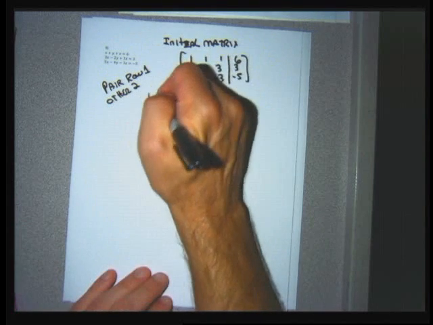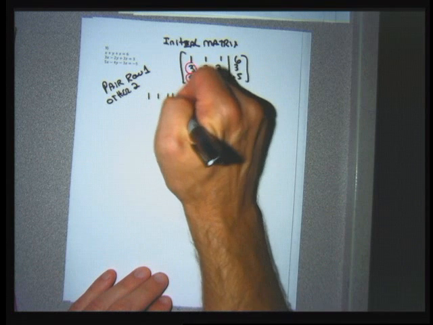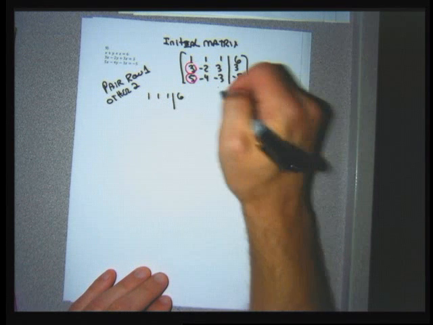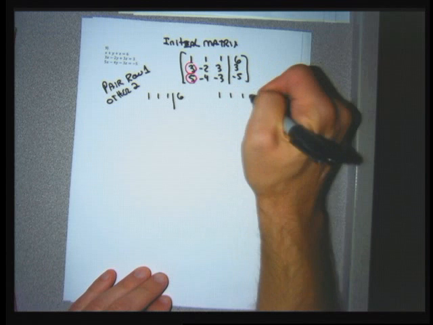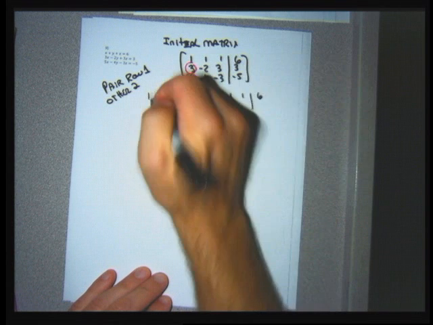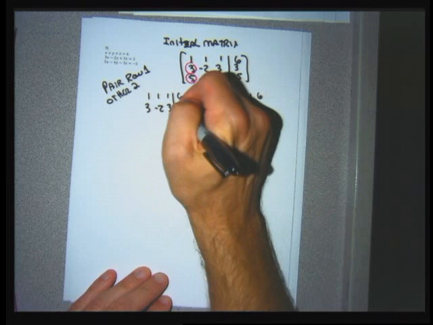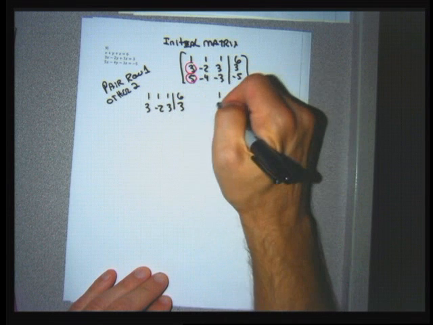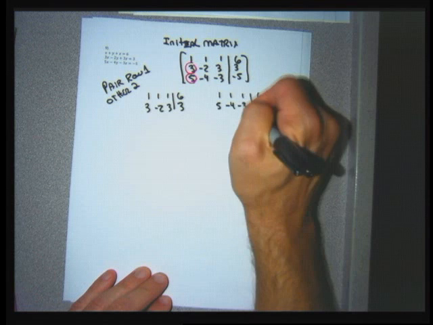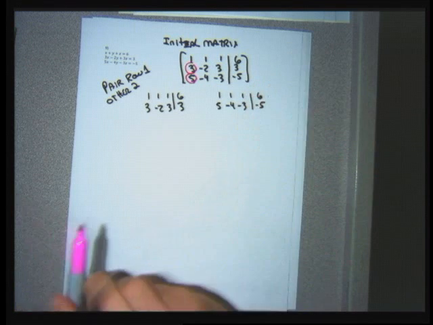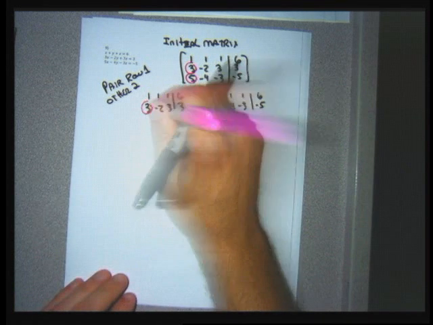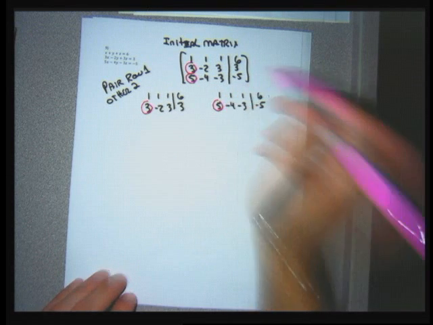Let me do the pairing just so I can keep things organized. So the top row is 1, 1, 1, 6. I'm going to pair it with the middle row, 3, negative 2, 3, and 3. Pair it with the bottom row, 5, negative 4, negative 3, and negative 5. And specifically, I want that to be a 0, and I want that to be a 0.